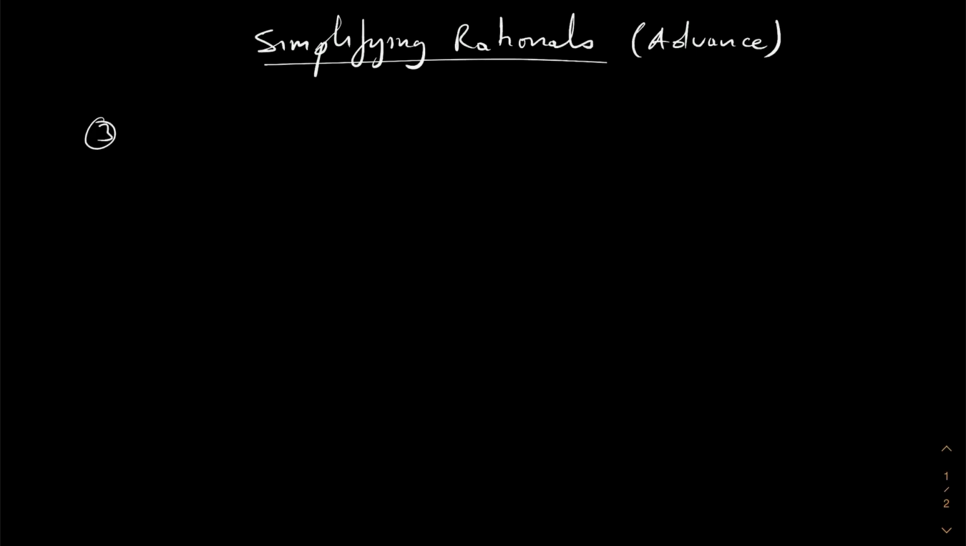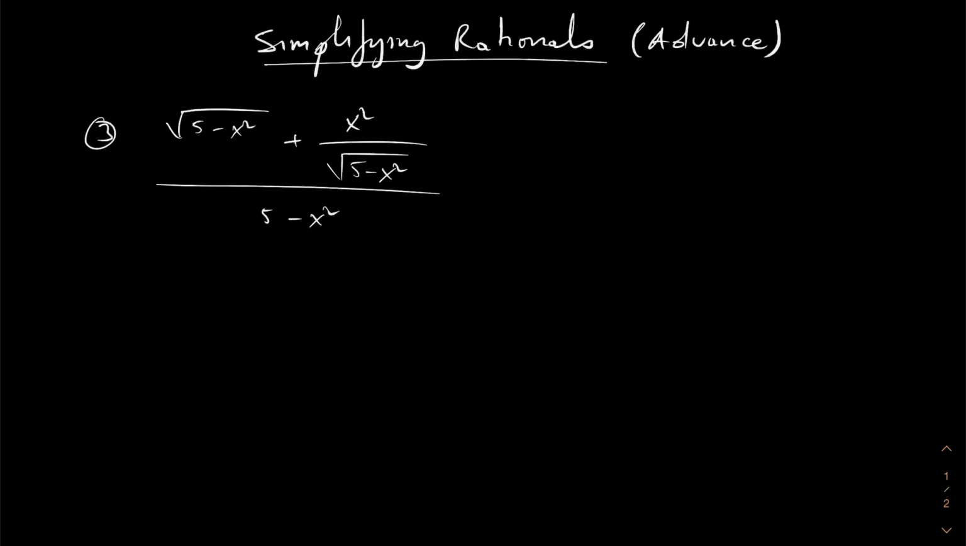So this one is going to be the square root of 5 minus x squared plus x squared divided by the square root of 5 minus x squared, all divided by 5 minus x squared. And so again, this is a division of rational expressions. And so you are going to want to write top and bottom in standard form, which means to write them with a single division bar. So on the top here, you see that the first term is missing the least common denominator, which in this case is the square root of 5 minus x squared.